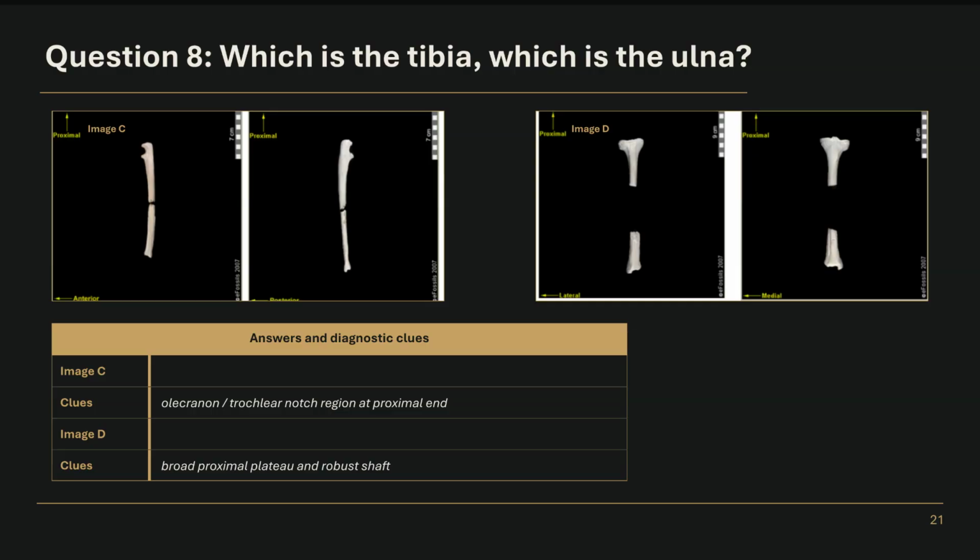These features reflect functional anatomy. The ulna contributes to the elbow joint, while the tibia is a major weight-bearing element of the lower limb.